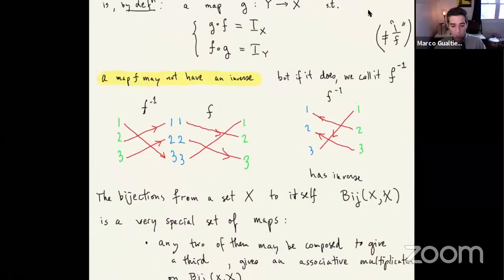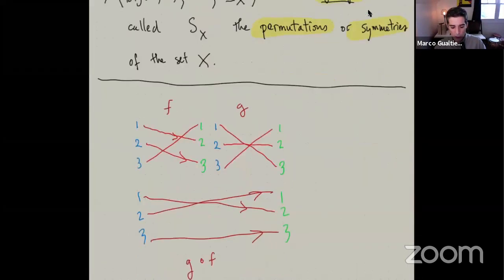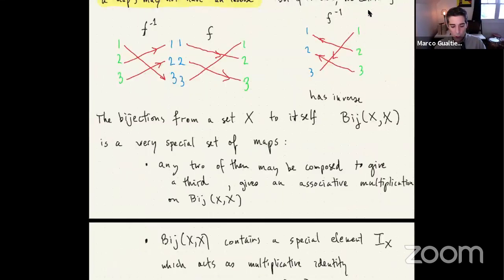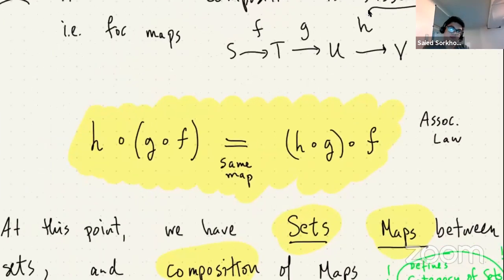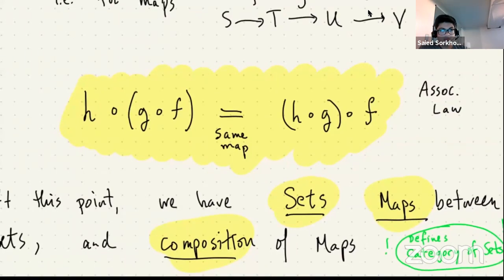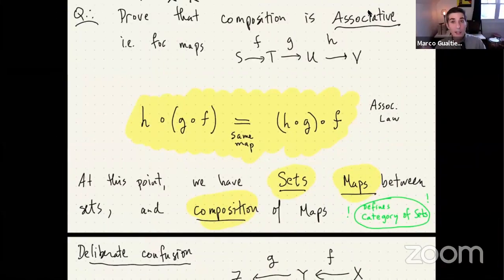Any 2 can be composed, and the composition is associative because we have the associative law. So it's like a number system. Any 2 numbers, you can multiply them and you get another number. The bijections satisfy something like the multiplication on numbers. And that is what is called a group.